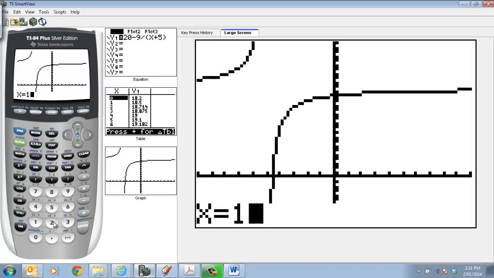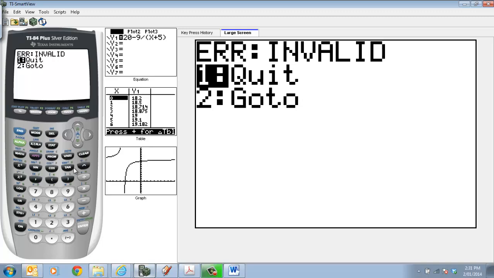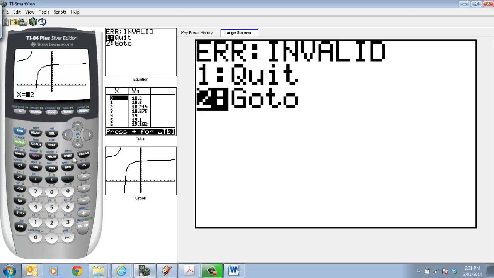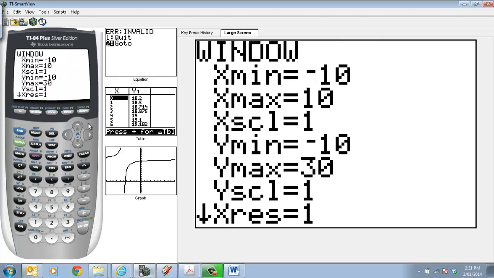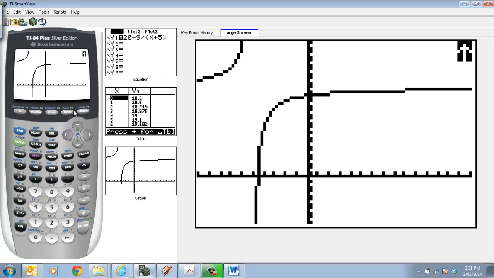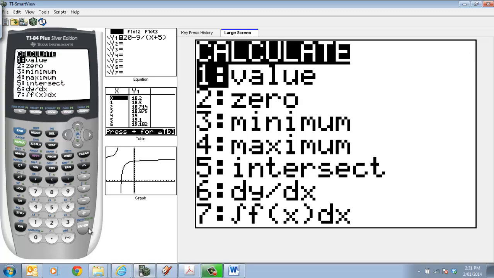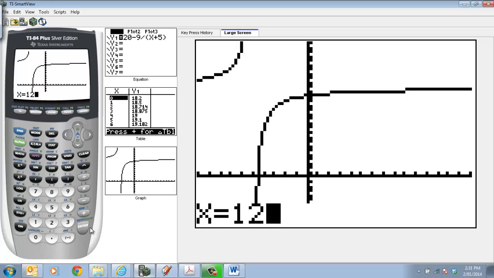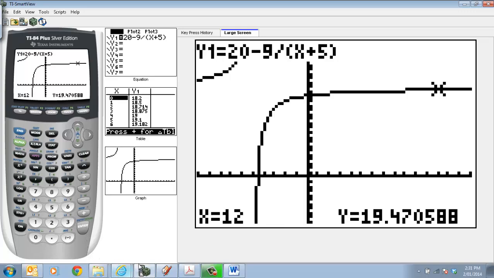Put in 12. Oh, it doesn't work. The reason it doesn't work is I haven't gone far enough on my scale here, so I increase that to maybe 15. Okay, graph that. Notice there's a function up the top over here. It's a rational function, so we'd expect to see that, but we're only interested in this part of the curve where t is positive, so that's okay. So calc, go to number 1, value, go 12, enter, that's 19.47.